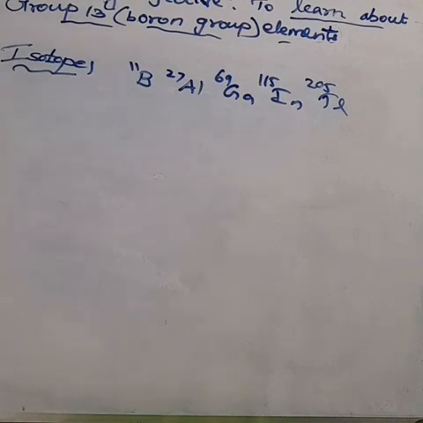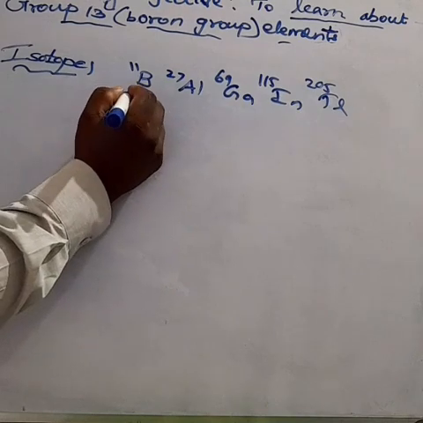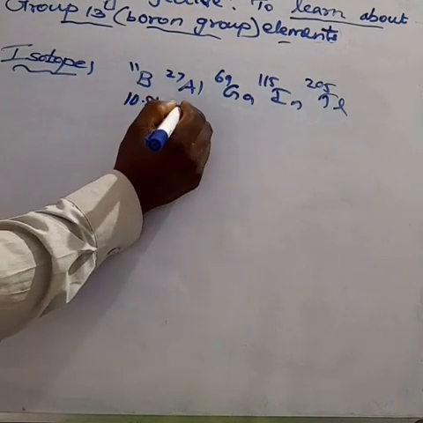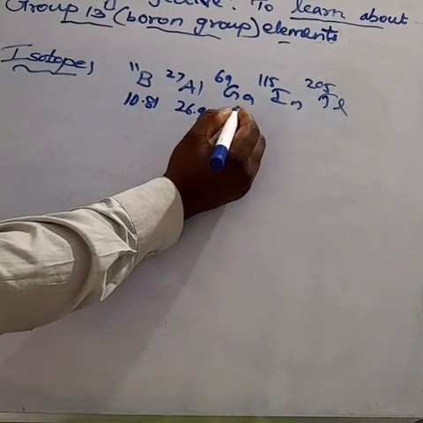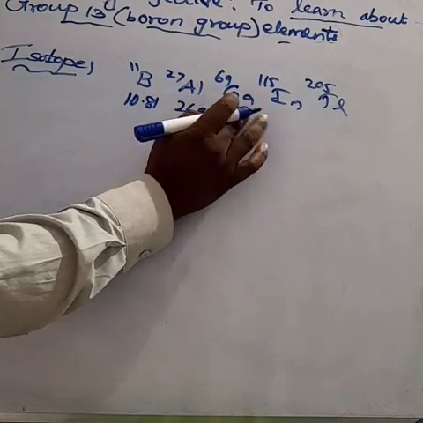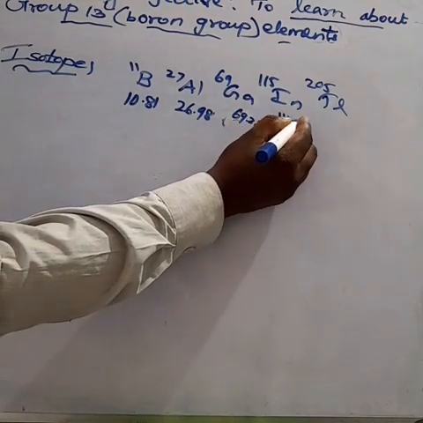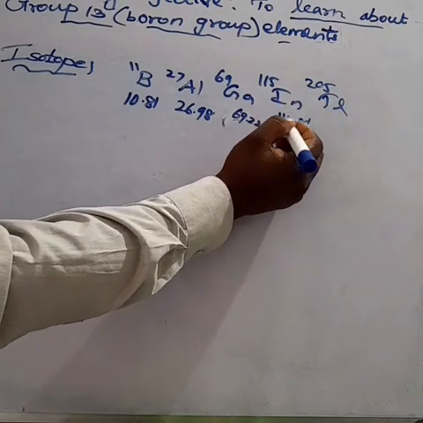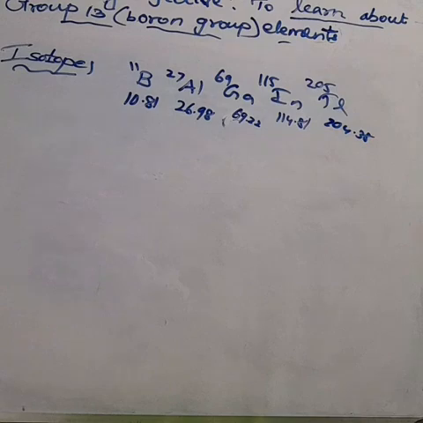Next, the atomic mass. You have to learn it for the one-word question. Boron is 10.81, aluminium 26.98, gallium 69.72, indium 114.81, and thallium 204.38. And about the electronic configuration of this group 13 element, we already discussed that.